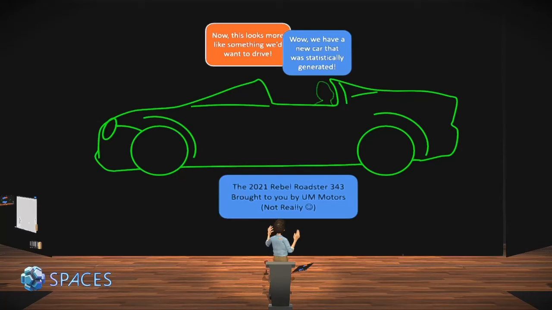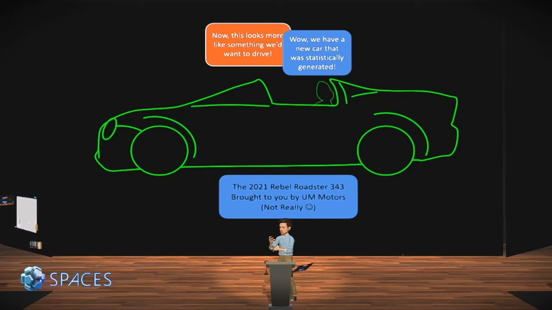But the problem here, well, okay, before we get to the problem, let's get to the good thing. The good thing is, using a super basic statistical analysis, just making an average image of a bunch of cars, we're able to generate a profile of something that does, in fact, look like a roadster. And that's new. This isn't exactly like anything we've ever seen, which is where we come to the problem.